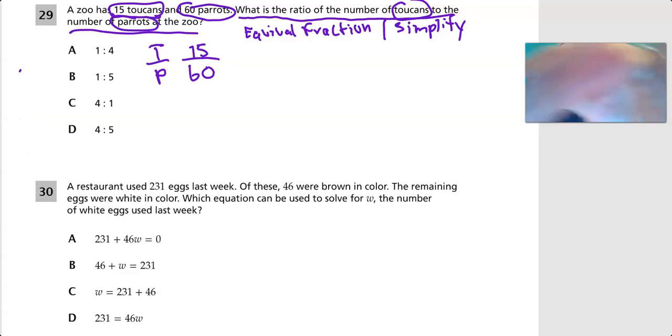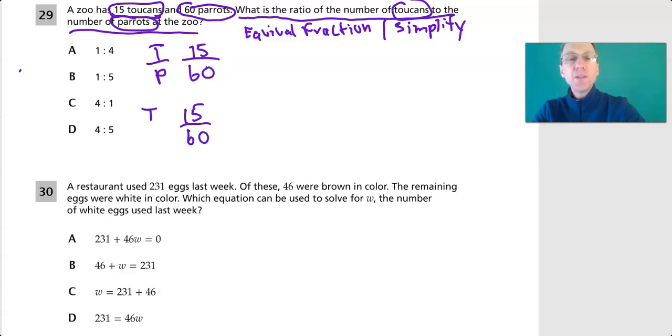So we've got, I'm going to write it down here a little bigger, 15, 60, toucans to parrots. So let's simplify it. Well, what are you going to divide by? Think of your divisibility rules. These numbers end in 5 and 0. One thing you could do really quickly is use those divisibility rules. That was 5th grade. Anything that ends in 0 or 5 is going to be divisible by 5. So 15 divided by 5 is 3. 60 divided by 5 is 12.